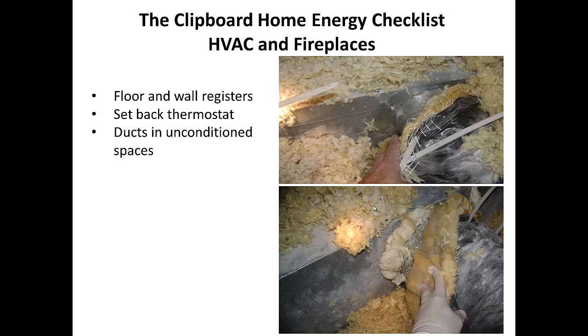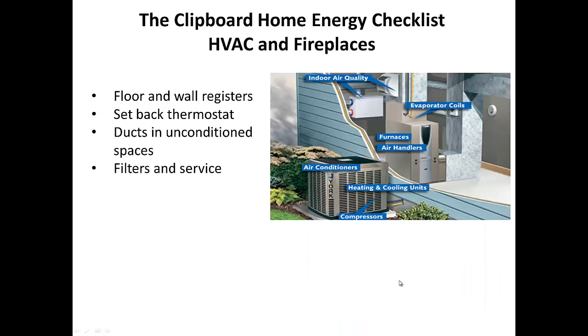Ducts in unconditioned spaces. We've talked about some of this stuff, but this is a duct where they had a poor connection to a main trunk line, and so what they did is they used that magical Great Stuff foam caulk to help make this connection airtight.